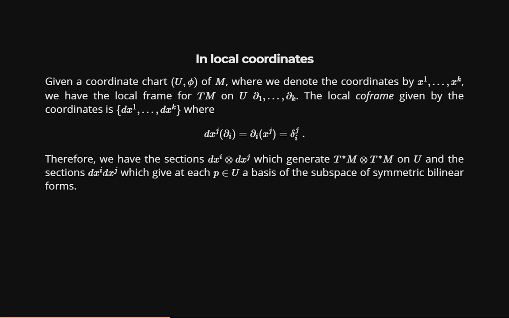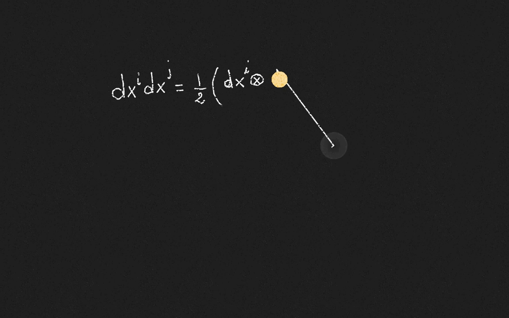And if you take the symmetric products, so I will write it again, by this symbol we just mean one-half of the sum of the two possible tensor products.